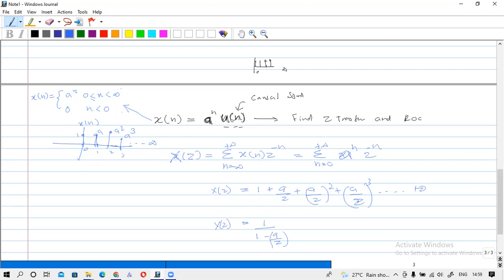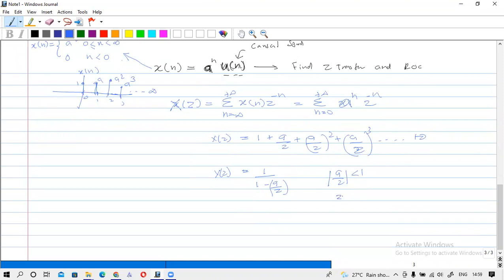And there is a condition for this: the magnitude of a/z should be less than 1. That means the magnitude of z will be greater than a. So this is the ROC for this X(z). If I draw a circle with center 0 and radius a, this circle is magnitude of z equal to a. Here the ROC is magnitude of z greater than a, that means the area outside this circle. So this area will be the ROC.